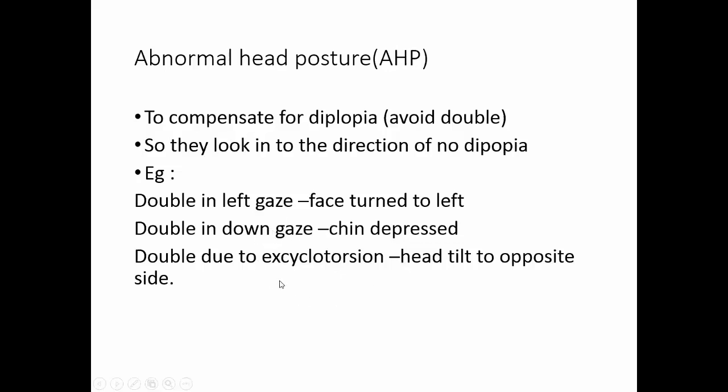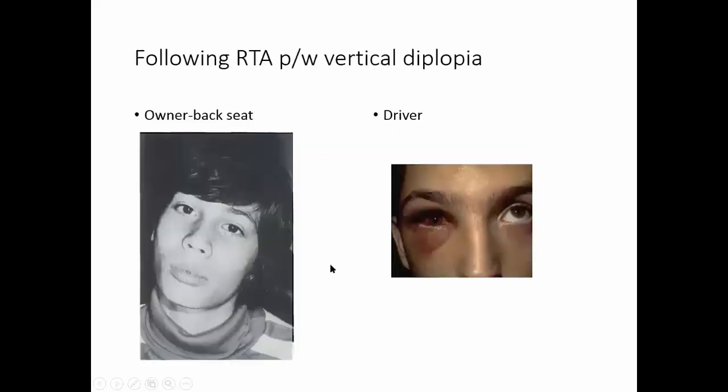When there is diplopia due to excyclotorsion, the excyclotorting muscle is the superior oblique. Again, you get the head tilt to the opposite side.